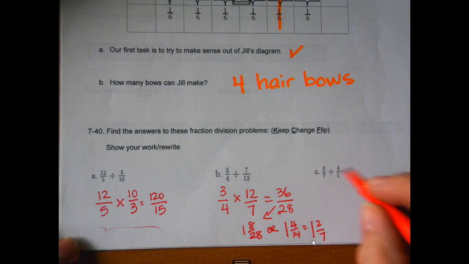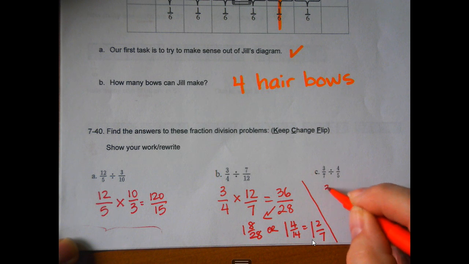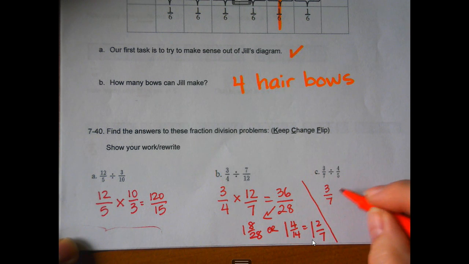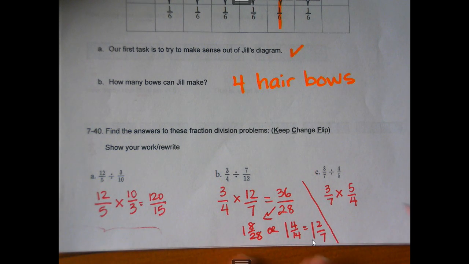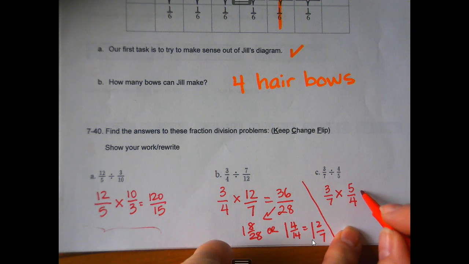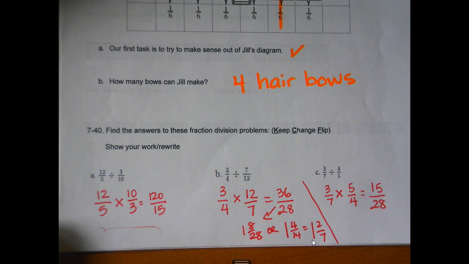For the next problem, we are going to rewrite it. We keep 3/7. We change division to multiplication, and we flip the second fraction 4/5. We flip it to 5/4, which is the reciprocal. And if I multiply that straight across, I end up having 15/28. That is a fraction that we just leave alone. And moving on to the next page.